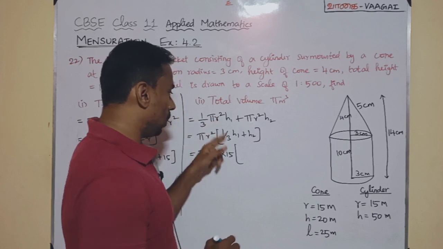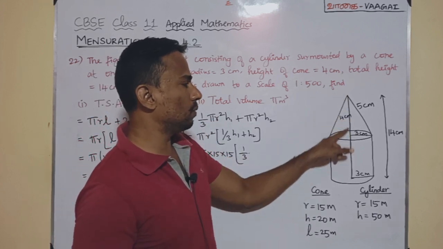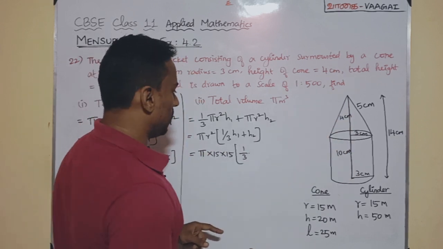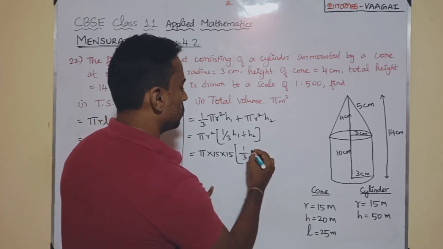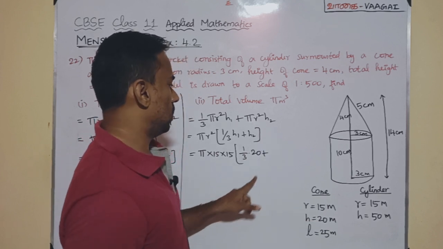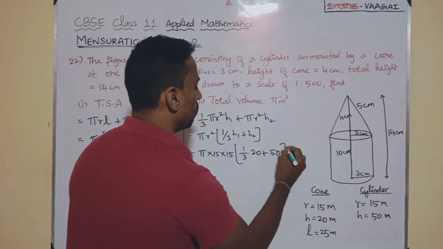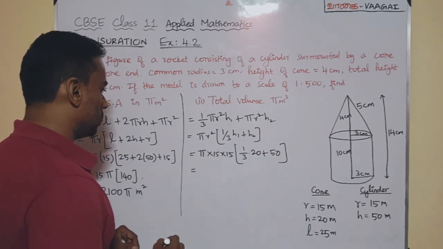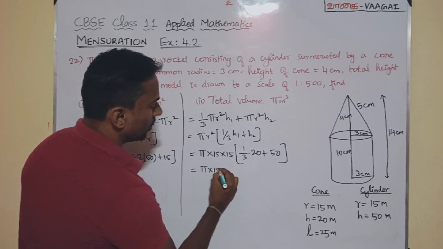I will be having 1 by 3 into, what about h1 here? H1 is going to be actually the height of the cone only, right? So height of the cone means I will be having it to be how much? It will be, yeah, 20. So this will be 20 plus, next, h2 is going to be the height of the cylindrical portion, which will be 50. Okay, yes. So this is what I will be getting. So now I will be having the answer to be equal to pi into 15 into 15.